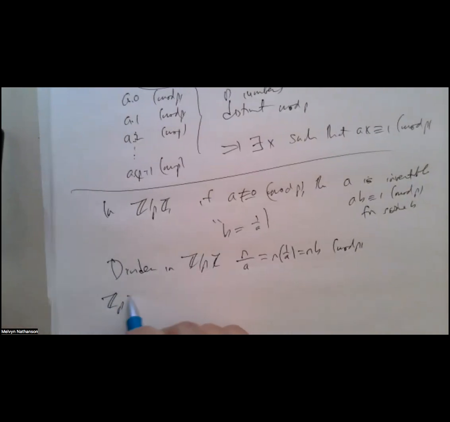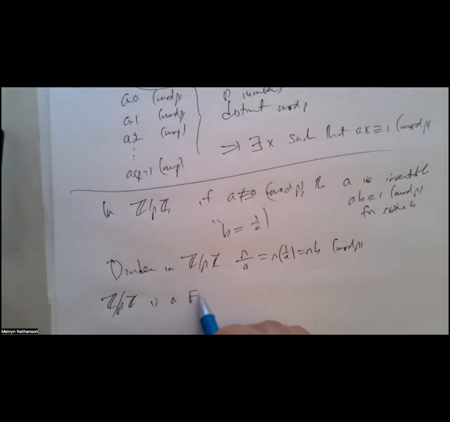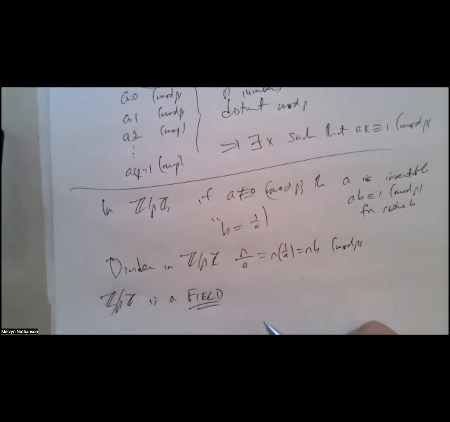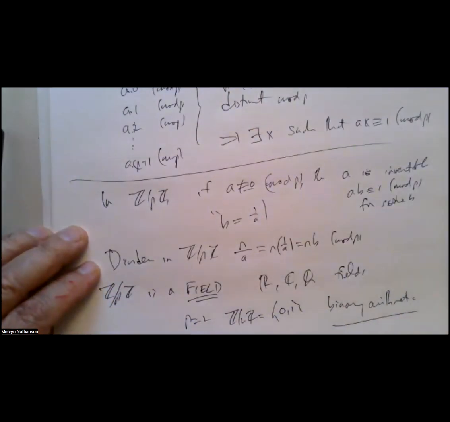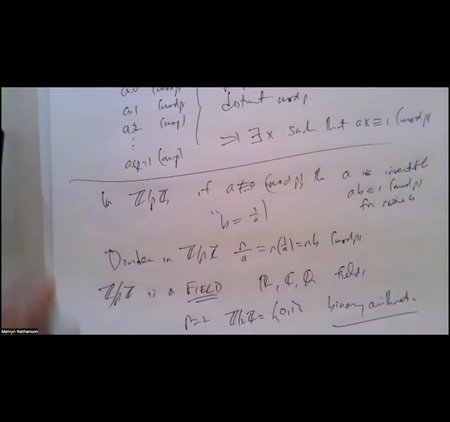So that says Z mod PZ is what we call a field. A field in algebra is a set of numbers that you can add, subtract, multiply, and divide. So Z mod PZ is a field, just as the real numbers, the complex numbers, and the rational numbers are also fields. And of course, the simplest field is if you take P equal 2, Z mod 2Z just consists of 0 and 1. And this gives you the binary arithmetic that is basic in computer science.